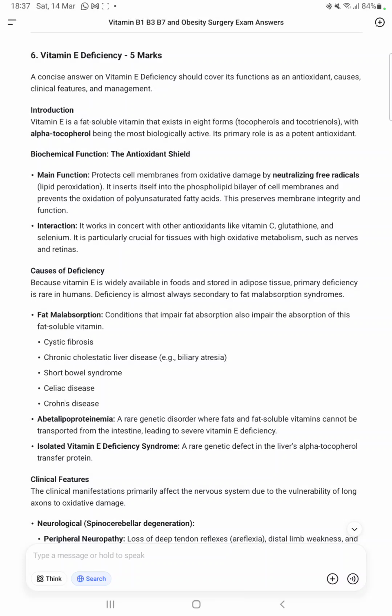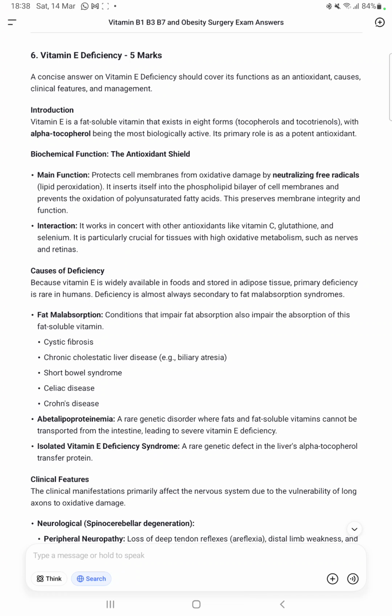And talking about vitamin E deficiency, vitamin E is a fat-soluble vitamin and it exists in multiple forms, but tocopherols and tocotrienols are important. Alpha tocopherol is the biologically most active form. Its biochemical function is as an antioxidant. It neutralizes free radicals by preventing lipid peroxidation. It inserts itself into the phospholipid bilayer of cell membranes and prevents oxidation of polyunsaturated fatty acids. It works in concert with other antioxidants such as glutathione and selenium.